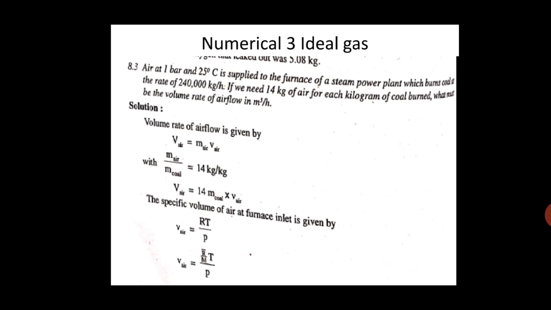So this is how you solve the numerical. This is a very practical numerical. I hope you will practice this, because this is a very interesting numerical, what I feel. In real life, when you work as engineers, you will be able to calculate this, because it has a very important bearing on the loss of energy also. If you are supplying more air, that is also waste, because the heat is carried away by the excess air. So please solve this numerical, and then we will see one more problem on ideal gas. Thank you.